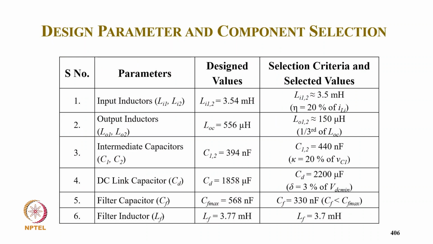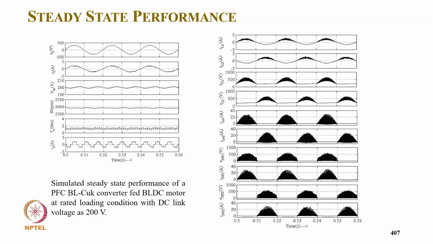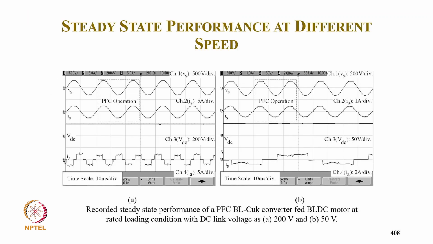And we select the output inductor only 1/3 for positive and negative half cycle, that is 150 microhenry, and the remaining parameters are the same. And these are the simulated waveforms. Typically supply voltage, supply current in phase with supply voltage and sinusoidal, DC link voltage, then the speed, torque and current, and then you have the input inductor currents, which are continuous, the capacitor voltage also continuous, for both converters, and the output inductor current is discontinuous, switch voltage, switch current.